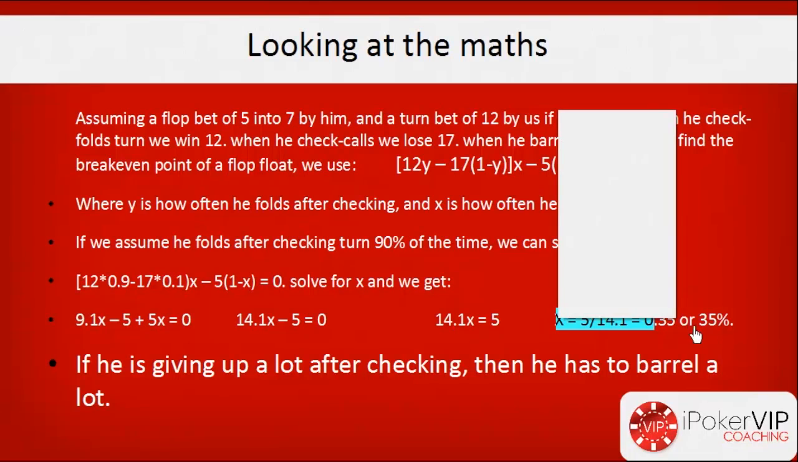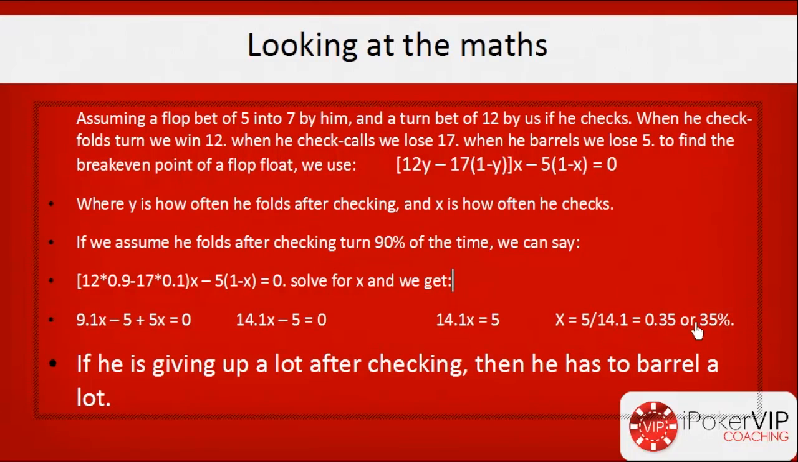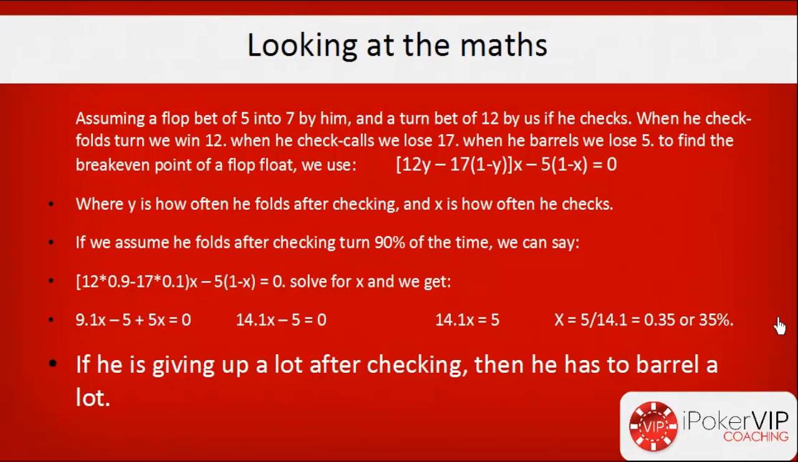Essentially what we get is that he has to be checking the turn only 35% of the time, which means that if he's giving up a lot after checking, he has to barrel a really high percentage of the time. The reason for this is quite simple: if he's folding a lot of the time once he checks, then we're not really risking the 12 that we bet on the turn, even though technically it's a risk. If we know he's always folding, then we're essentially only risking the 5 that we call on the flop to win a pot of 12. So he needs to barrel a lot of the time if he's just giving up every time he checks the turn. Otherwise we can just float him with any 2.